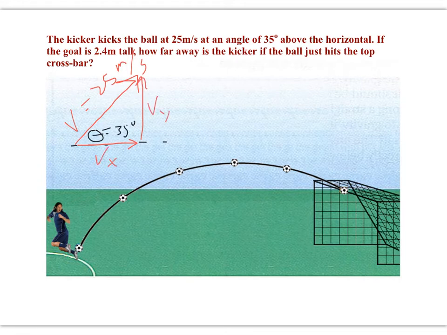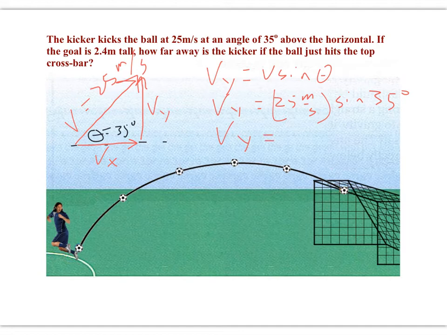For Vy, if I think about the SOHCAHTOA triangle, the V, the 25 meters per second, would be the hypotenuse. Given where the angle is, the Vy would be the opposite, so the trig function that relates V and Vy is the sine function. So I say Vy equals V times sine of theta. Vy equals 25 meters per second times sine of 35 degrees.